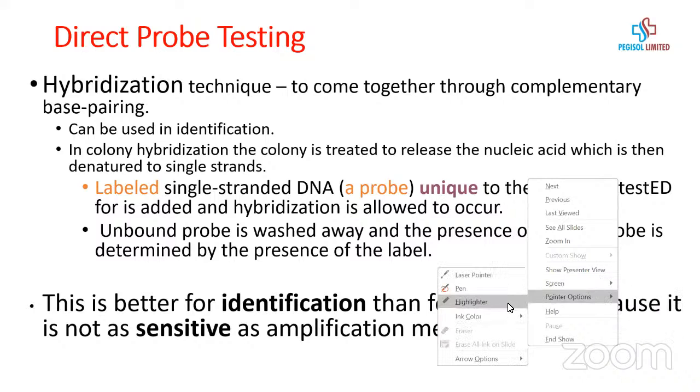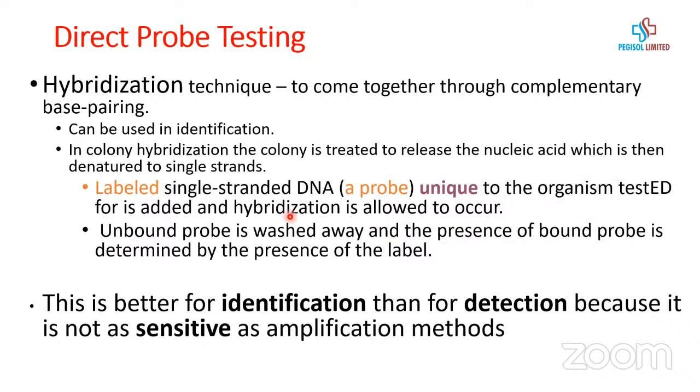When you are looking at these techniques, you have a labeled single-strand DNA probe, which is unique to the organism being tested, and it is added and hybridized. Hybridization takes place when you have two sequences that are complementary to each other. If they are able to hybridize, meaning coming together, they can now bind together. But if they do not come together, the probe will not be bound, and you can wash that one away. So the ability of these two sequences to bind together is what you call the hybridization process.